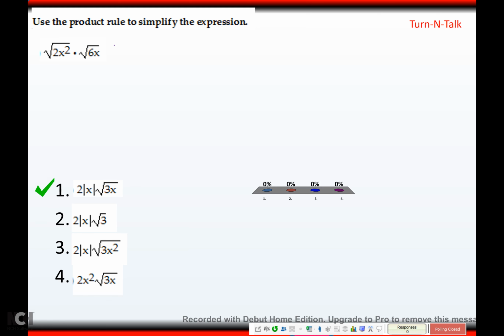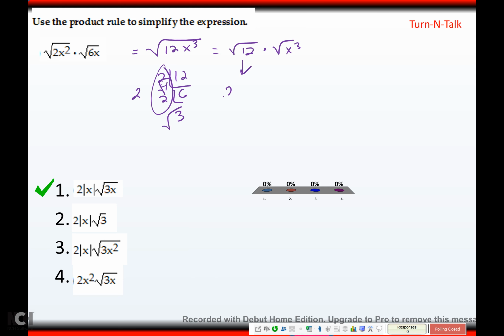Alright, I am going to multiply these together. I mean, you can and you can't, it doesn't matter. That's going to be the square root of 12x cubed, which I can write as the square root of 12 times the square root of x cubed. Break down 12 by 2 is 6, by 2 is 3. 2 2's make 4, the square root of 4 is 2. 3 doesn't have a pair, so this is 2 times the square root of 3.